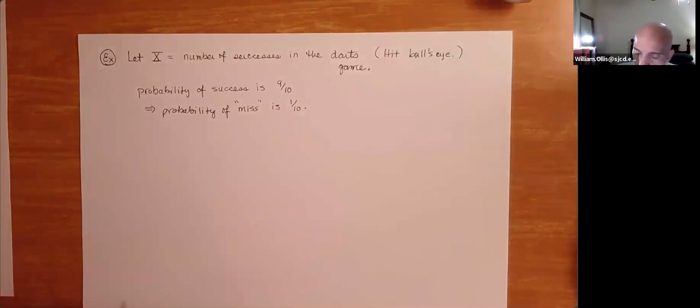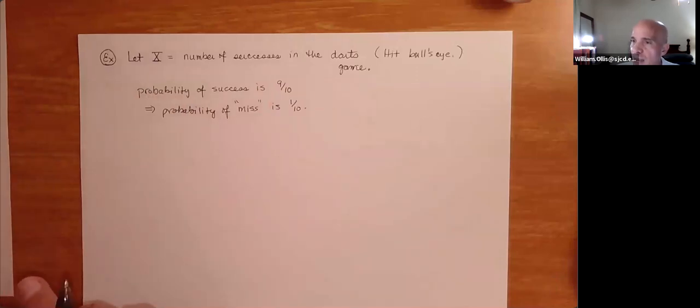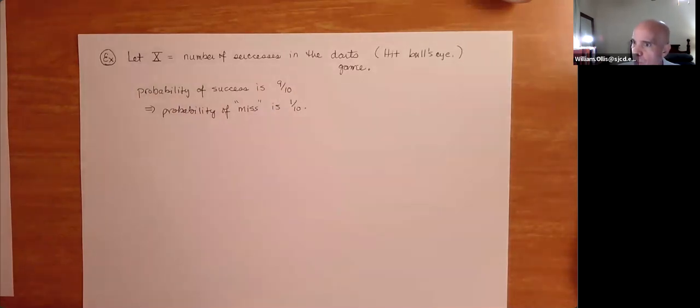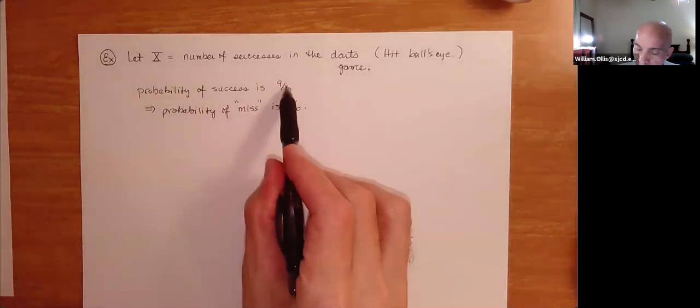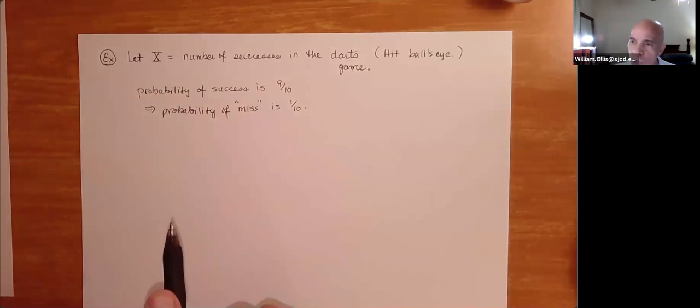And so I've got this really good dart player, and there's a 9/10 chance that every time they have a trial of throwing the dart, they're going to hit it. Pretty good odds there. The probability of miss, of course, would be 1 minus 9/10, which would be 1/10. So the thing is that we have what we call a probability distribution based on the binomial theorem.